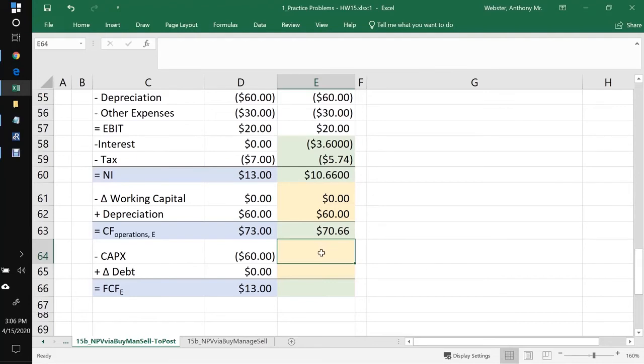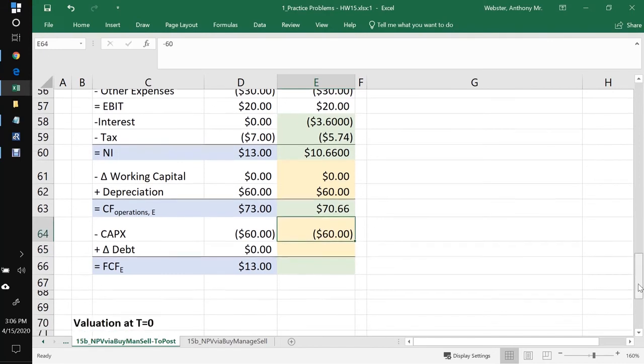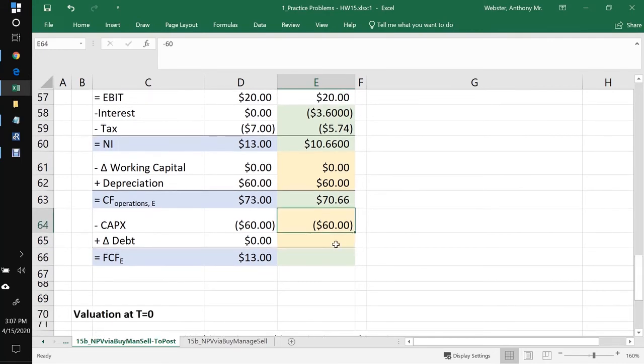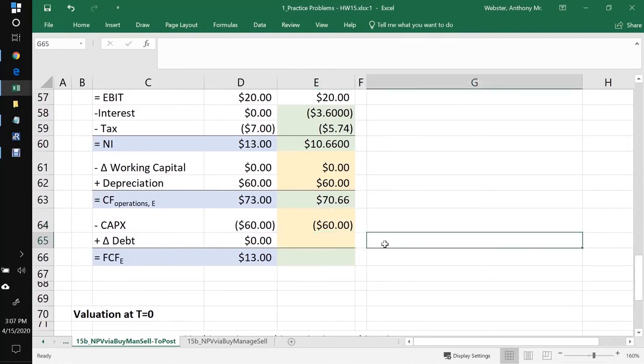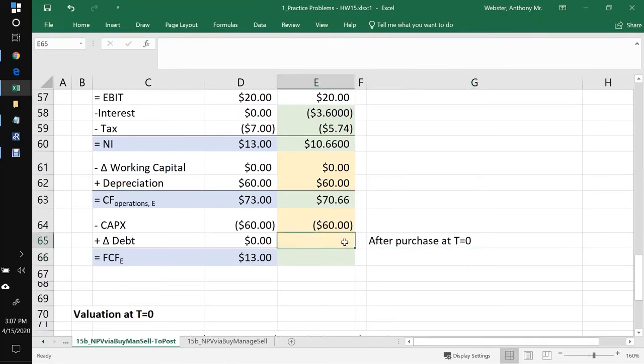A steady state firm is characterized by having its capex equal to its depreciation. So even though we have cash flow from operations of 70 million and change, we need to spend 60 million on CapEx to maintain our equipment and our trucks and all that stuff. And the change in debt after the purchase at t equals 0: after we've recapitalized the firm at t equals 0, there are no further changes in debt. So that's still equal to 0.